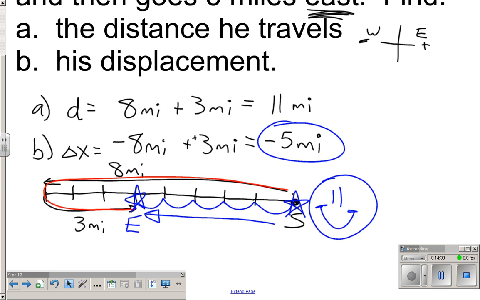Okay? So basically, you just need to remember that to find your distance, you add up your numbers. To find your displacement, you also add up your numbers, but you've got to watch your negatives. All right?